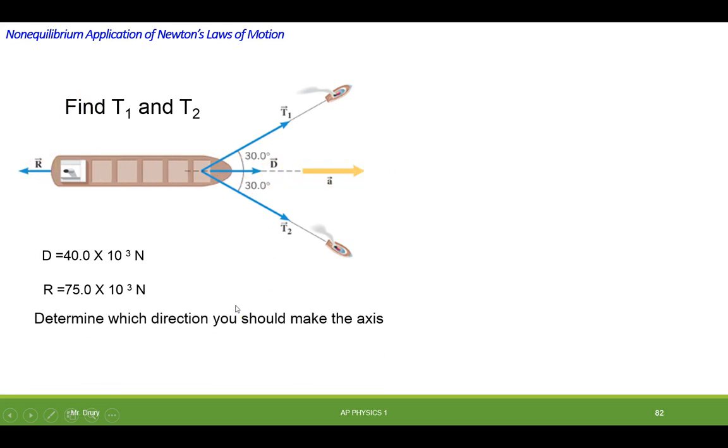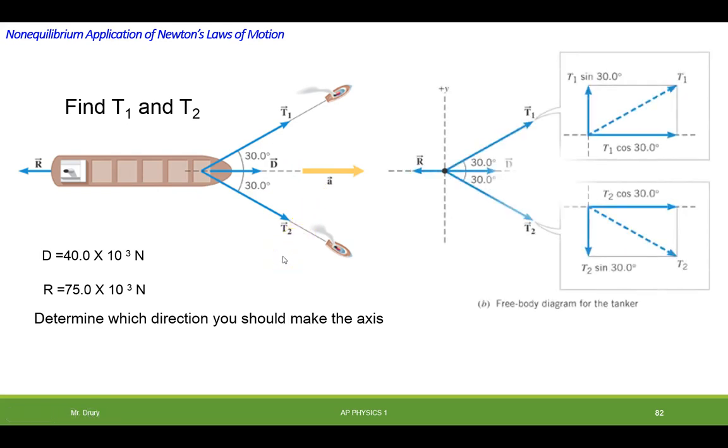So the first thing you have to do is determine which direction you should make the axes. Well, I'm going to make the axes in the direction of acceleration because that would be the simplest way to do it. Okay? And I'm going to draw a free body diagram. And here's my free body diagram. The resistive force pushing back, the drive pulling forward, and T1 pulling forward, and T2 pulling forward. And once again, we break our vectors into components. This T1 has a certain amount pulling up, T1 sine of 30, and a certain amount pulling to the right, T1 cosine of 30. An analogous situation happens down here with T2.